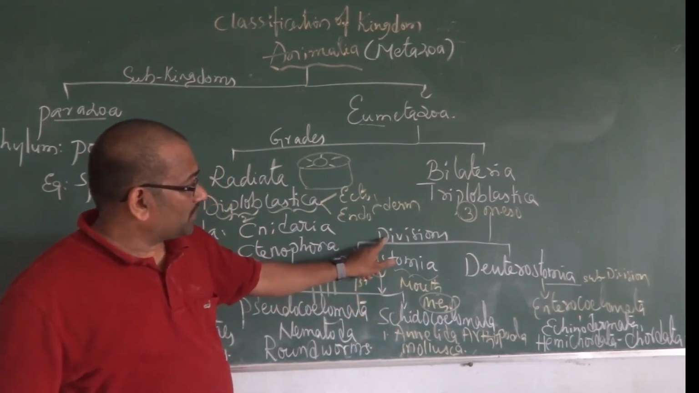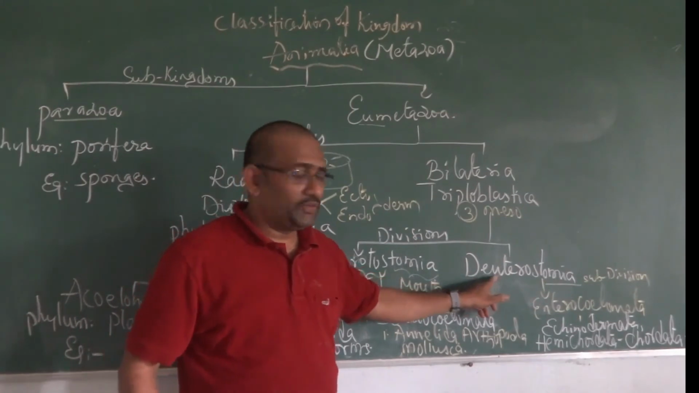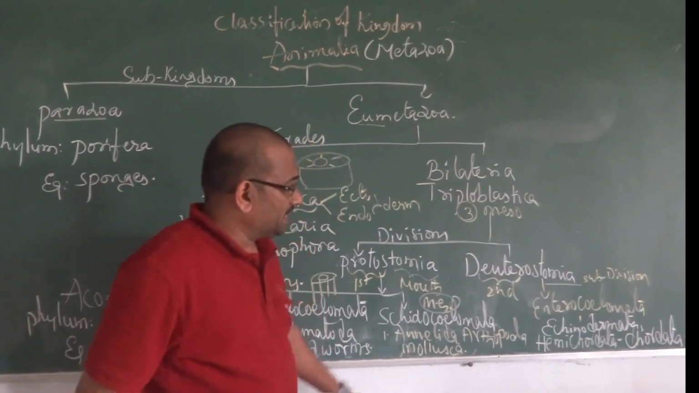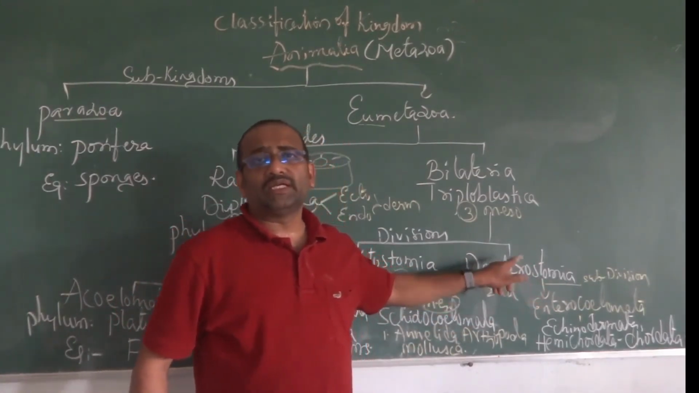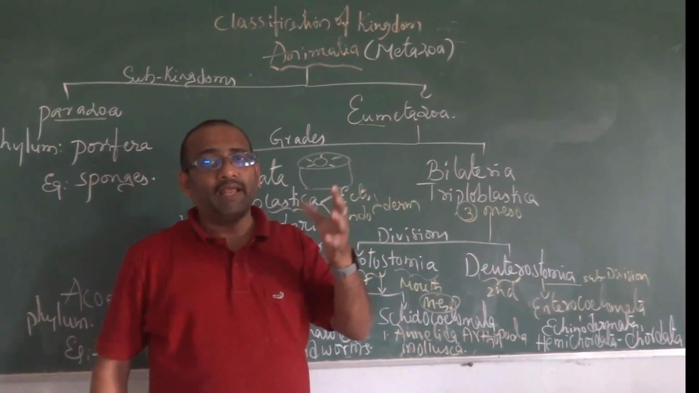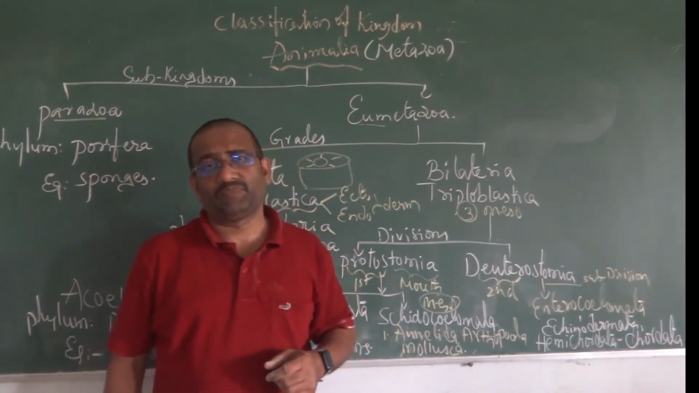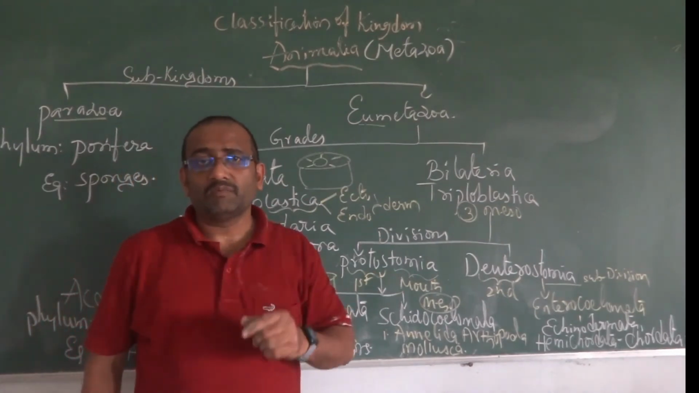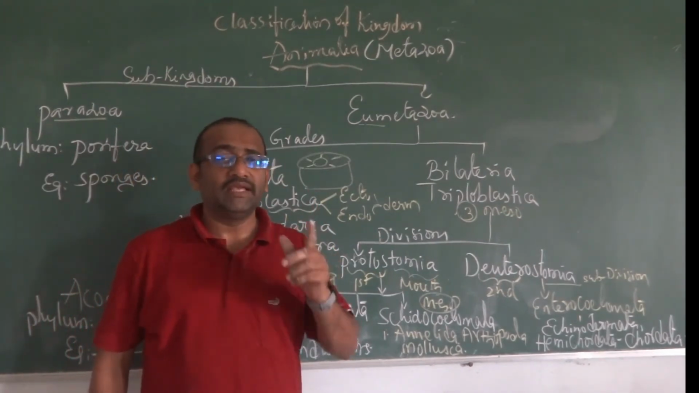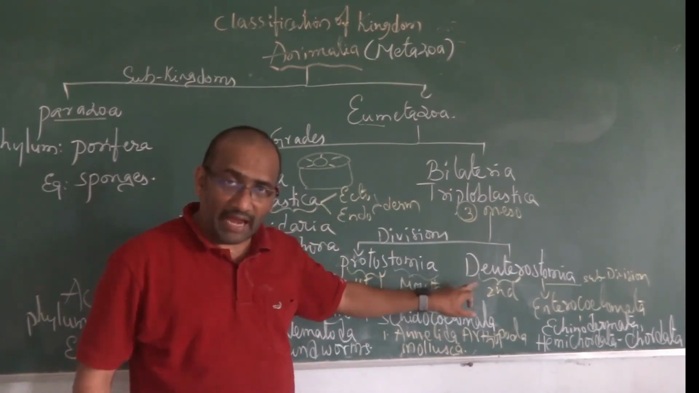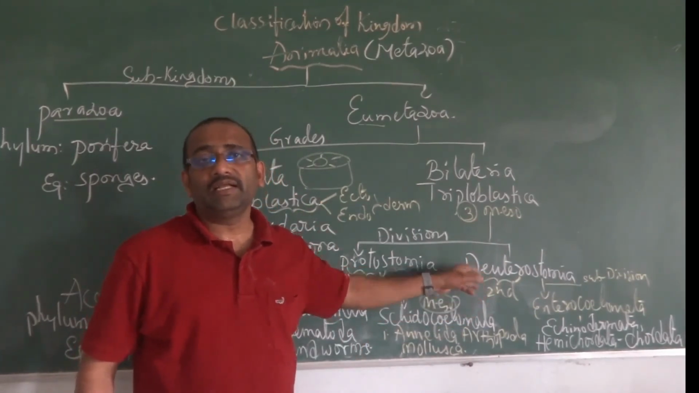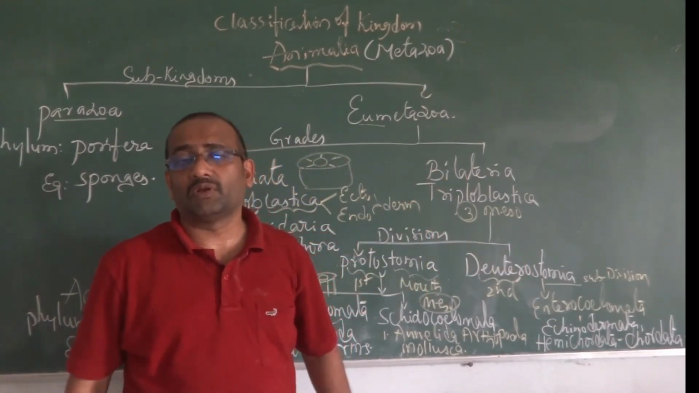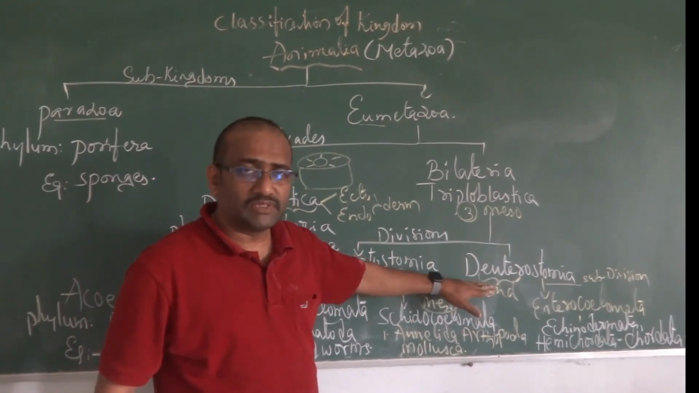Okay, next coming to the division Deuterostomia. Deutero means second, stomia means mouth. So the mouth is created secondarily, which means the anus is created primarily. In these animals, if the blastopore in the embryonic stage is modified into the anus, and secondarily it produces the mouth, those types of organisms are known as Deuterostomia organisms.